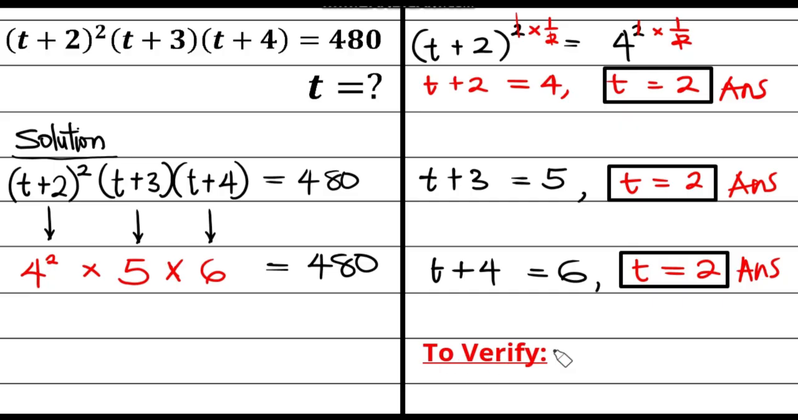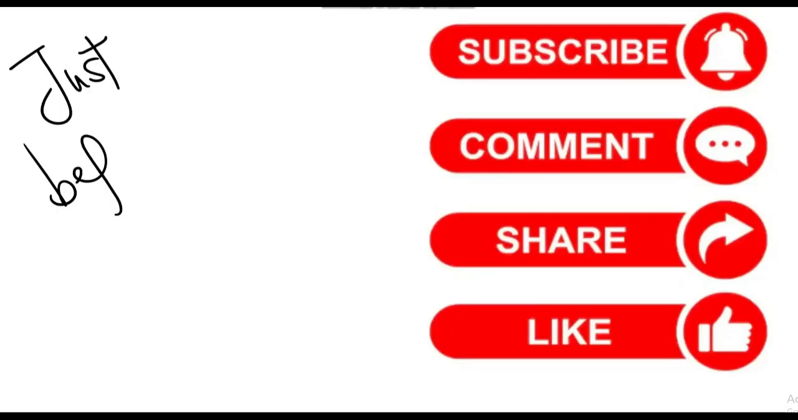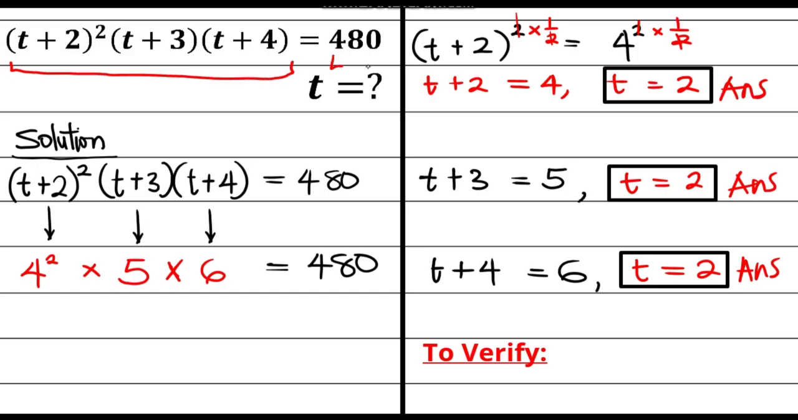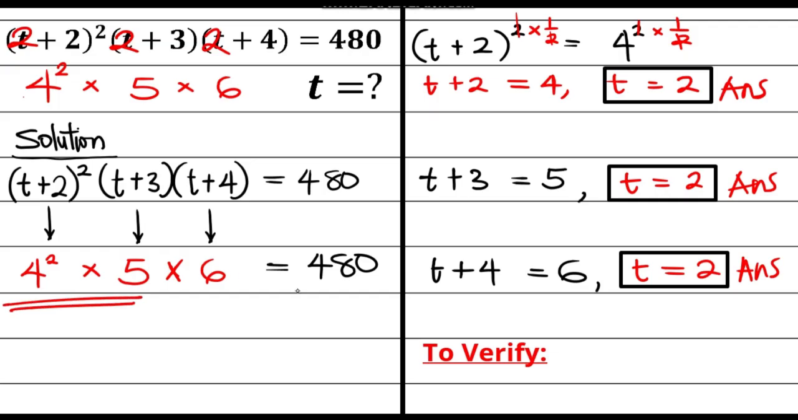Also, we might need to verify this value of t, probably if t equals 2 is actually correct or not. I'm going to insert this value of 2 here and see if this left hand side will be actually equal to the right hand side. If I say 2 here, then 2 plus 2, that's going to be 4. Then the power over that is square, multiplied by 2 plus 3, that's going to be 5, multiplied by 2 plus 4, and that's going to be 6. Then if I multiply all this together, it's just the same thing as what I have here, so it's going to give me 480.